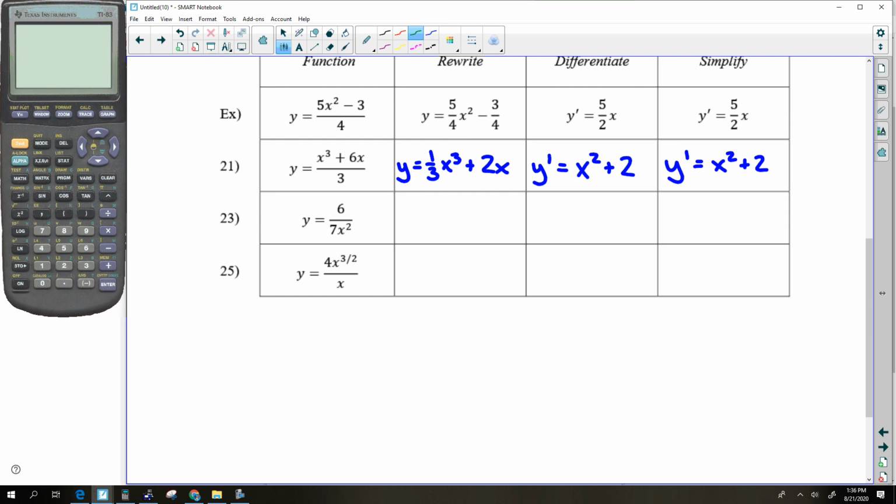All right, next, 6/7. So I pull out the numbers, and then this is x to the -2. So y prime is multiplied by -2, so that's -12. 7ths, subtract 1, so that's a -3. Putting it all back together, this is -12 with that x on the bottom at a third.